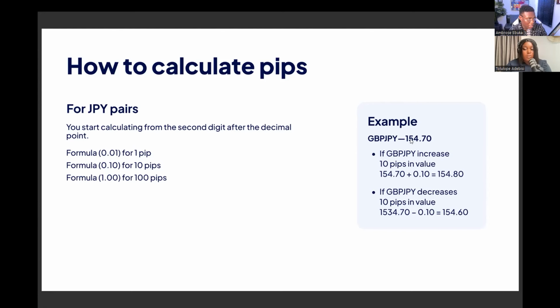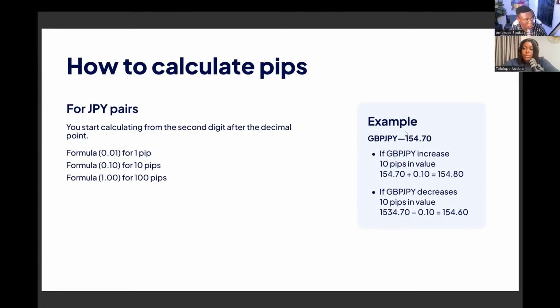Now you can see that we entered at 154.70 in this example. If GBP JPY increases by 10 pips in value, we take the formula and add it to the entry price. The formula here is 0.10. If you add 0.10, what do you get? 154 point what? 154.80. That's plus 2.